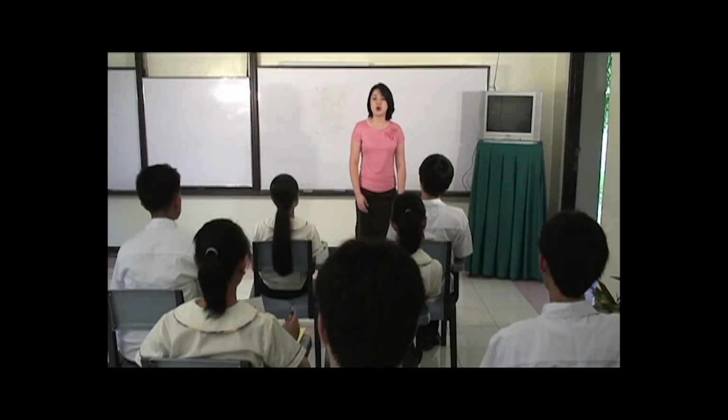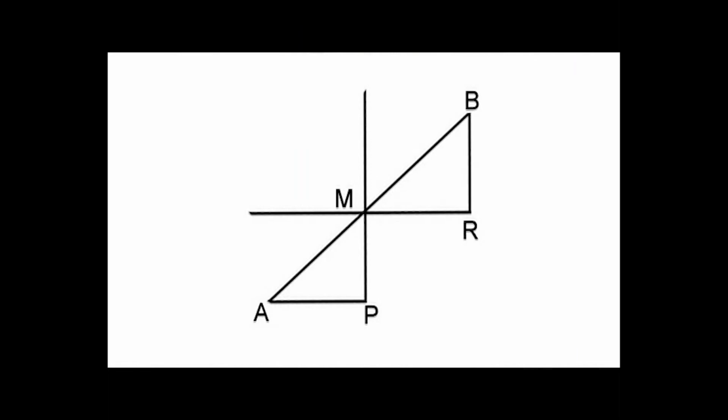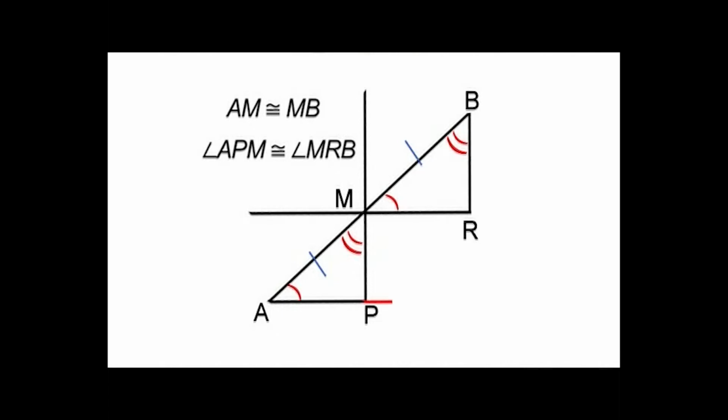Can you tell me which parts of the two triangles are congruent and why? Since M is the midpoint of line segment AB, we have AM congruent to MB. Angle APM is congruent to angle MRB, since both are right angles. If we extend line segments AP and MR into lines, then these two lines are both parallel, and line AB is a transversal. So angles MAP and BMR are corresponding angles and must be congruent.